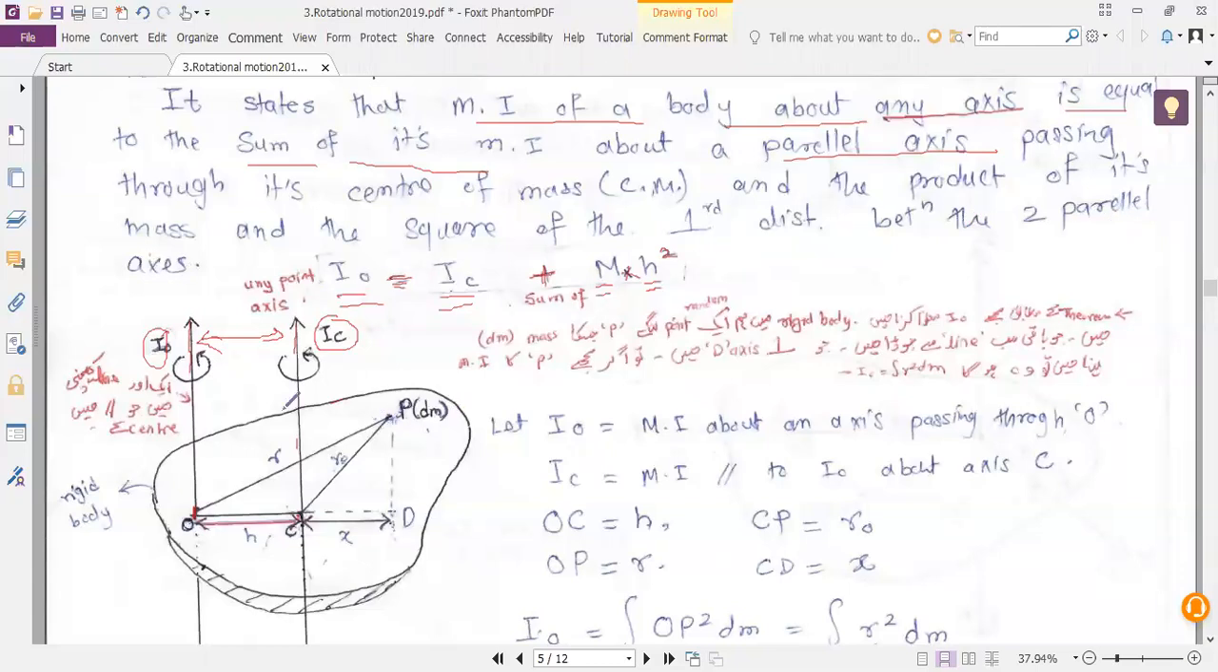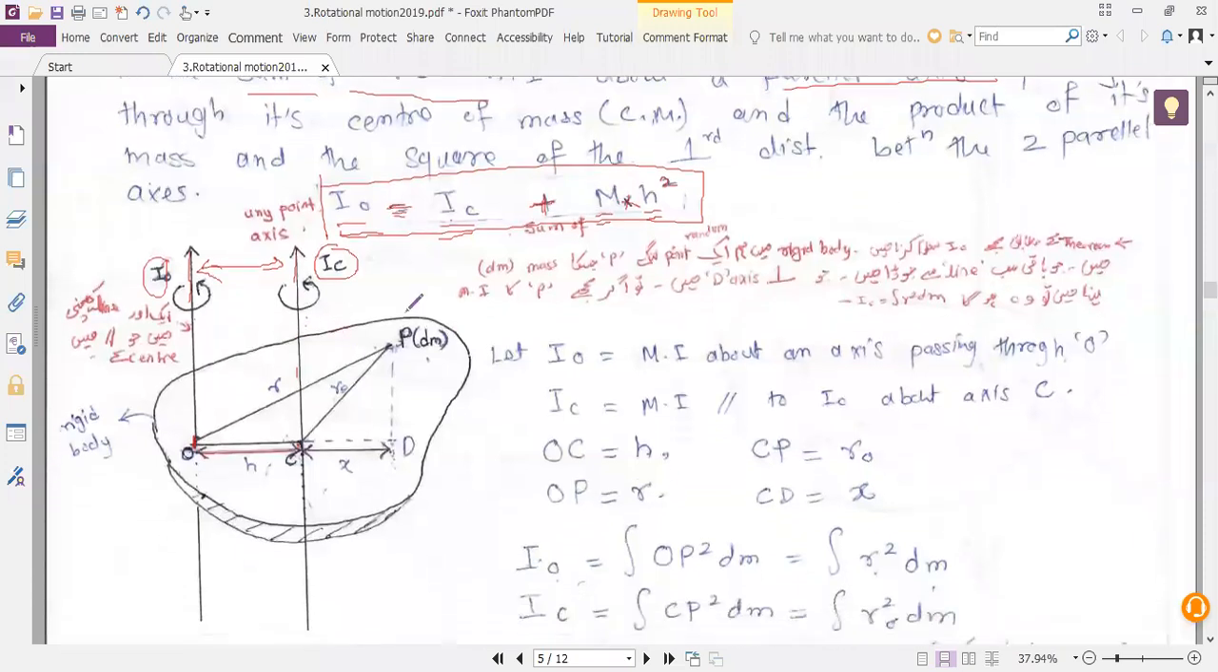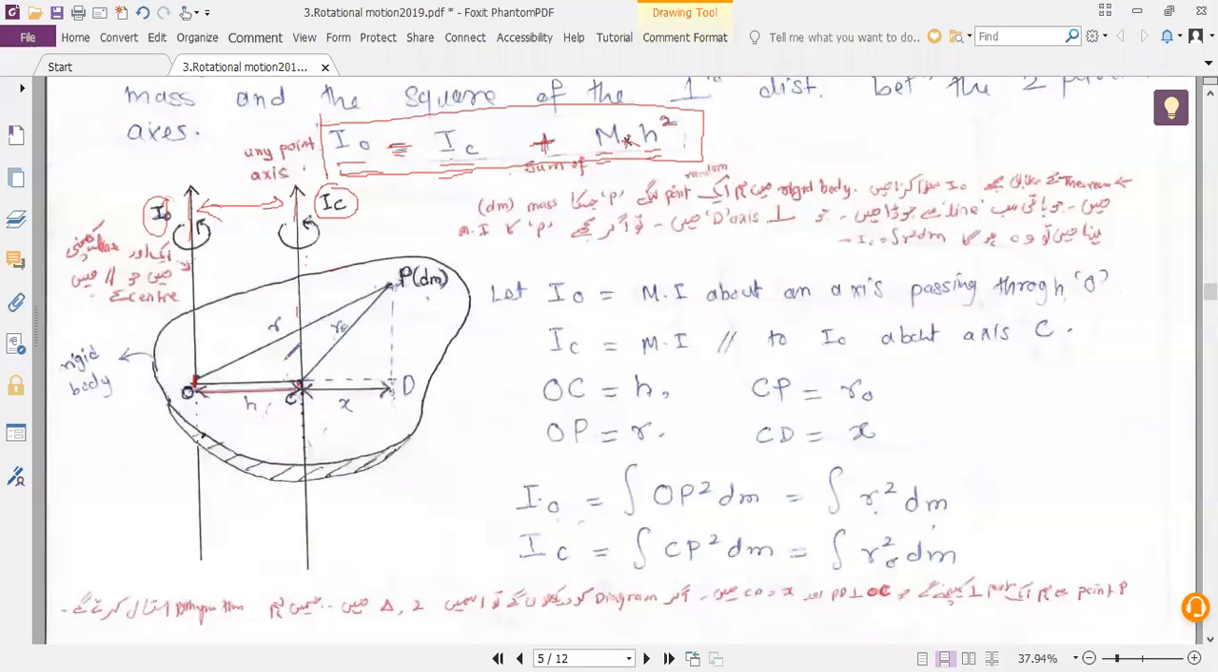What it says is that the first and second inertia are both parallel, and the product of mass and the distance is between these two parallel axes. I hope you understand the statement. So we have to derive this equation: I0 is equal to IC plus m h square. Understood?